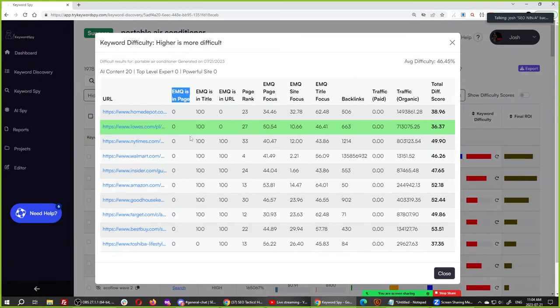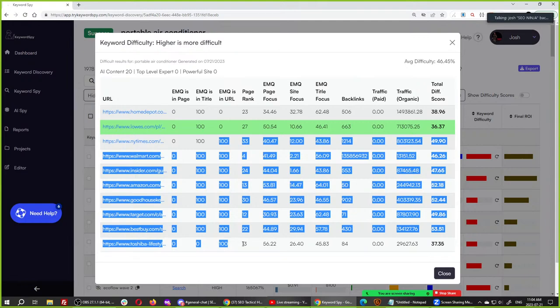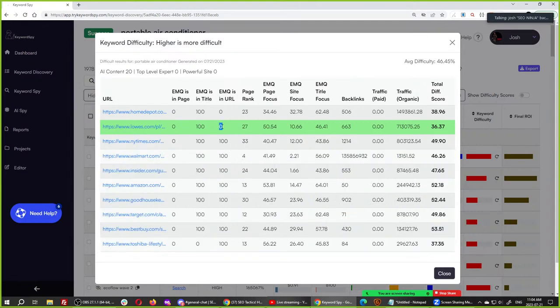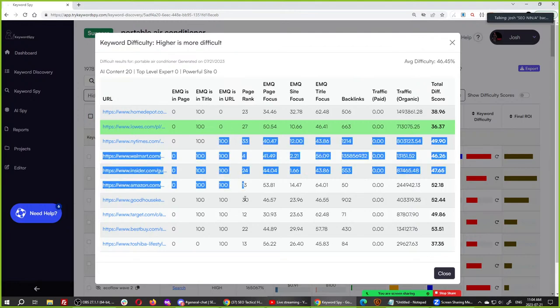I see. Okay. So there is no mention of portable air conditioner on this page, as far as we could tell by our analysis, but it is 100% in the title. So that's an SEO deficiency there. EMQ is in the URL. It's not. Whereas everybody else in the niche has it. So that means this is another deficiency here. Here's another weak spot here. They don't have the EMQ in the URL for portable air conditioner when everybody else does.